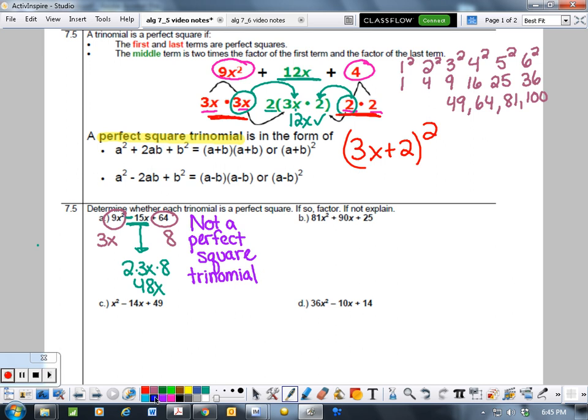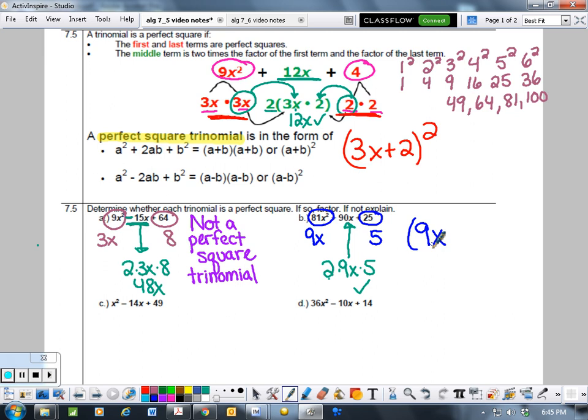Okay, let's look at the next problem. This is a perfect square, so this is a 9x times 9x. This is a perfect square, 5 times 5. Now I check the middle. 2 times 9x times 5, does that give me the 90x? 2 times 9 is 18, and 18 times 5 is 90. So that works out. Since it works out, that means it factors into 9x.